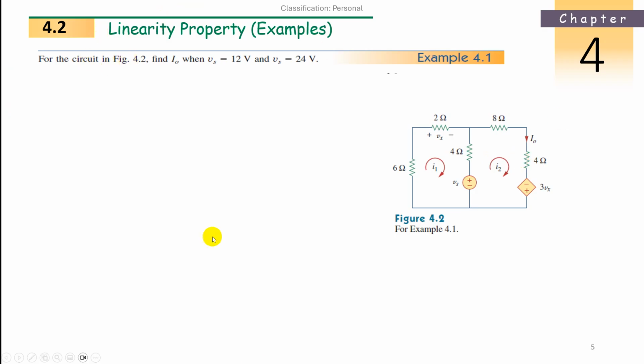So now what to do? We first have to identify the loops, because here two loops are there, right? One clockwise current I1 and another clockwise current I2. Write the loop equation, first the first loop. What will we write in the loop equation here? 6 I1, 2 I1, 4 I1, all are plus, and the current is entering the voltage source, so it will be plus Vs. Now I2 is also there, so minus 4 I2.